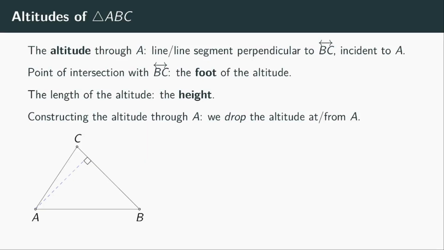Okay, and we have an unusual verb here for constructing the altitude through the point A. We call it dropping the altitude either at or from A. And I guess this picture is kind of silly because my altitude doesn't look like it's going up and down, but the picture that people have in mind is you have a vertex and you have the altitude sort of falling from it.